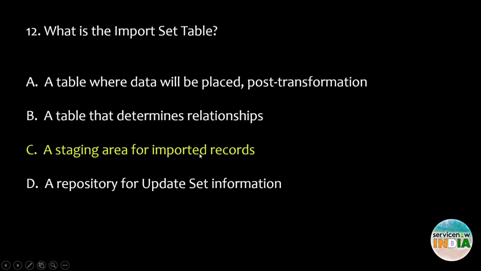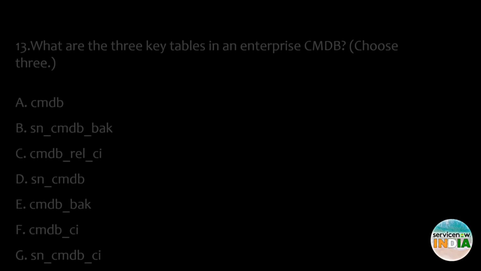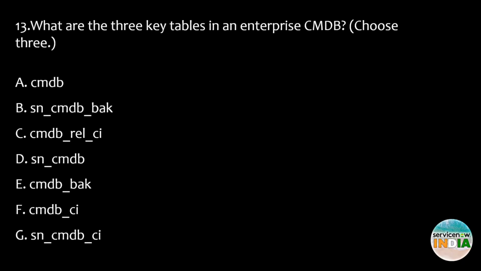Okay. And the final question: what are the 3 key tables in an enterprise CMDB, configuration management database? It is asking to choose 3 options here. We have cmdb, the CMDB relationship table, and the cmdb_ci table. These could be the 3 key tables in the CMDB part. Let's reveal it. Yes, we can select cmdb, the CMDB relationship table, and the cmdb_ci table. These are the key tables in CMDB.